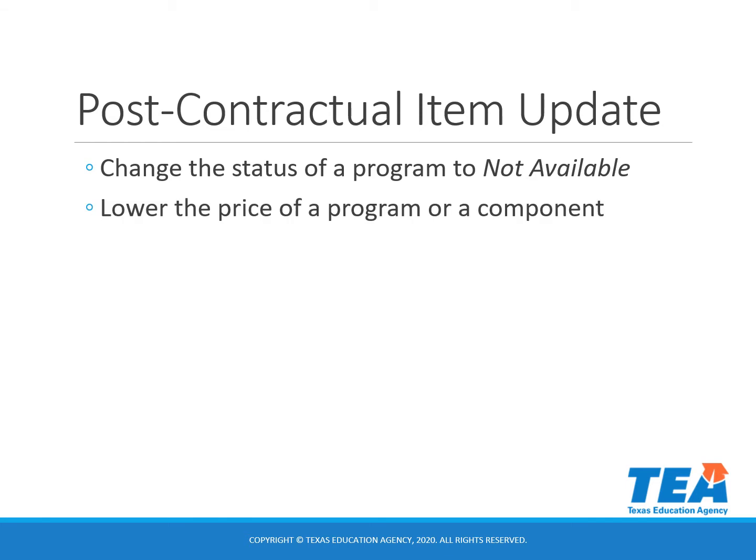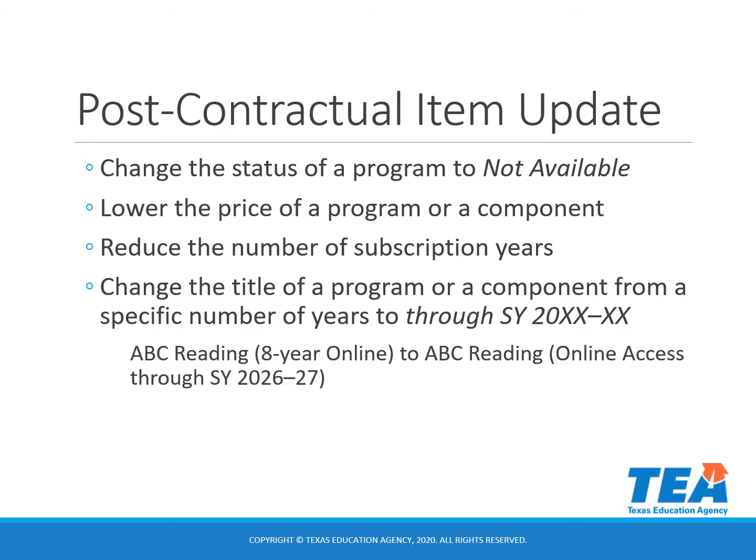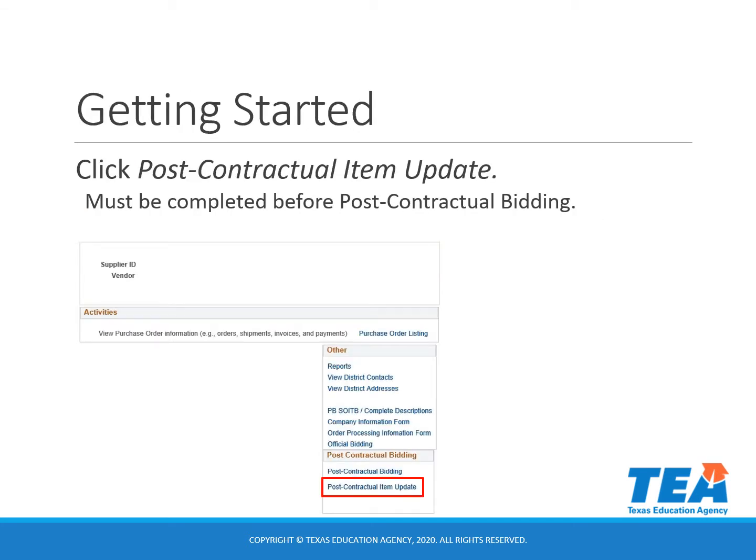The post-contractual item update link can also be used to lower the price of a program or a component. You can use it to reduce the number of subscription years for a program or a component. And you can also use it to change the title of a program or a component from a specific number of years to the through school year format where you're using the last year of the contract. An example is changing the title from ABC Reading 8-Year Online to ABC Reading Online Access through school year 2026-27.